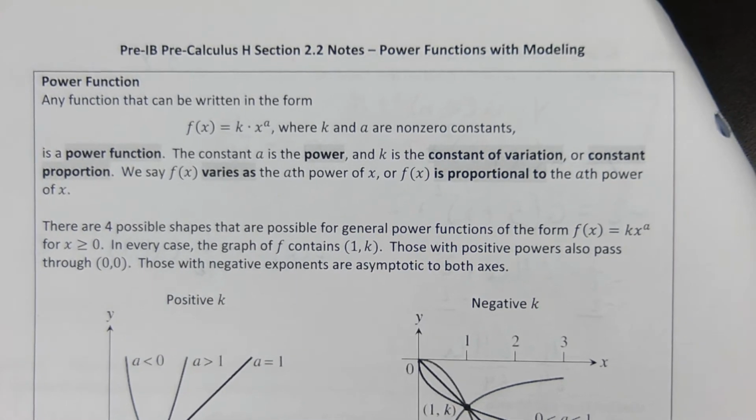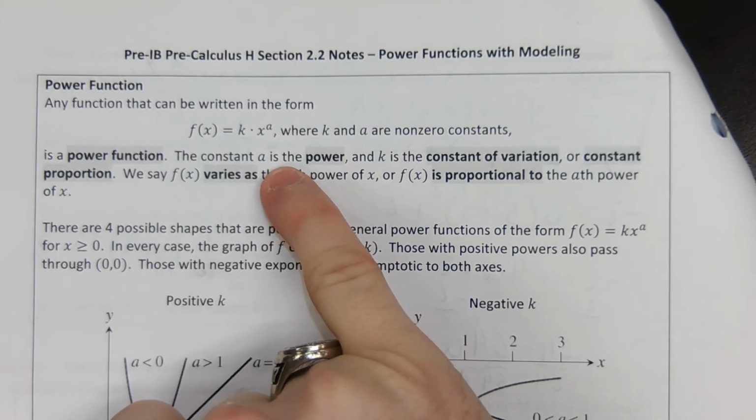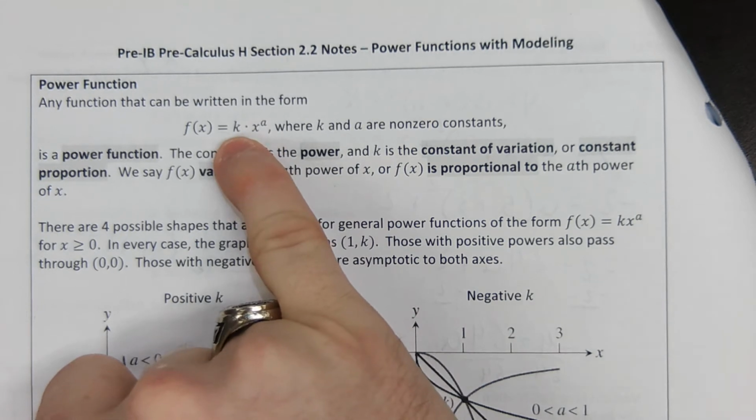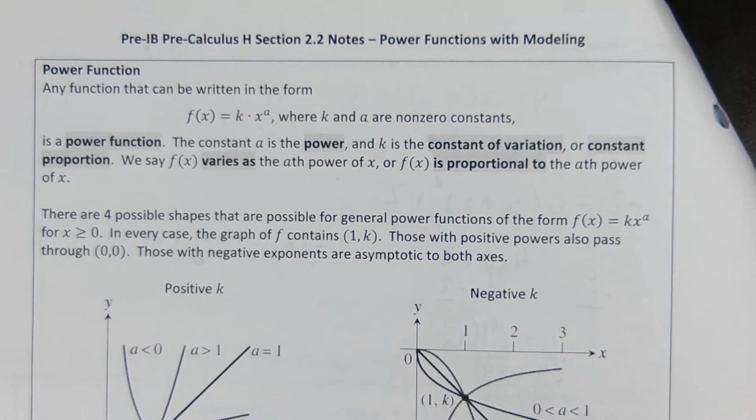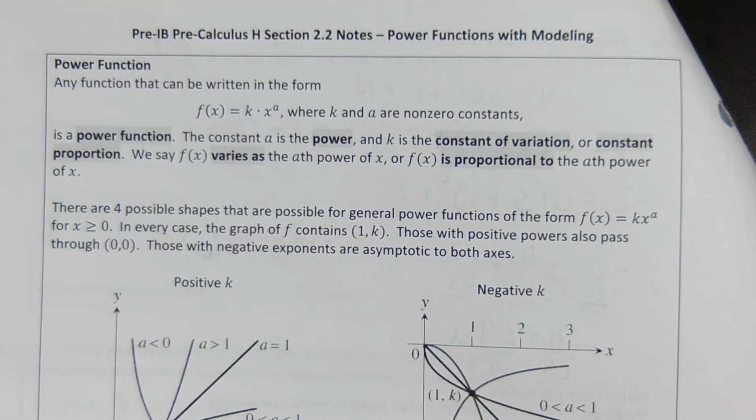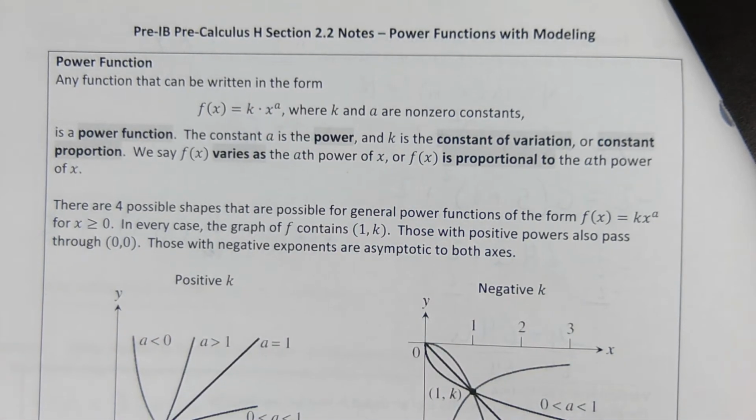Alrighty, so a would be considered the power, obviously. Now k, the number in front, would be a constant of variation. I hope you notice that we don't have any pluses or minuses here. It's going to be one term, a constant of variation that sits in front, and then an exponent. And that exponent could be positive, could be negative, could be all kinds of stuff.